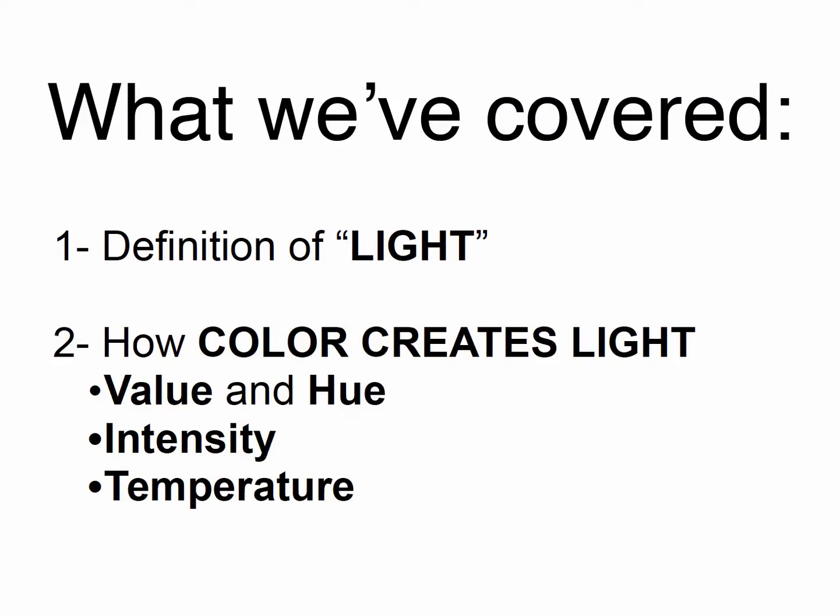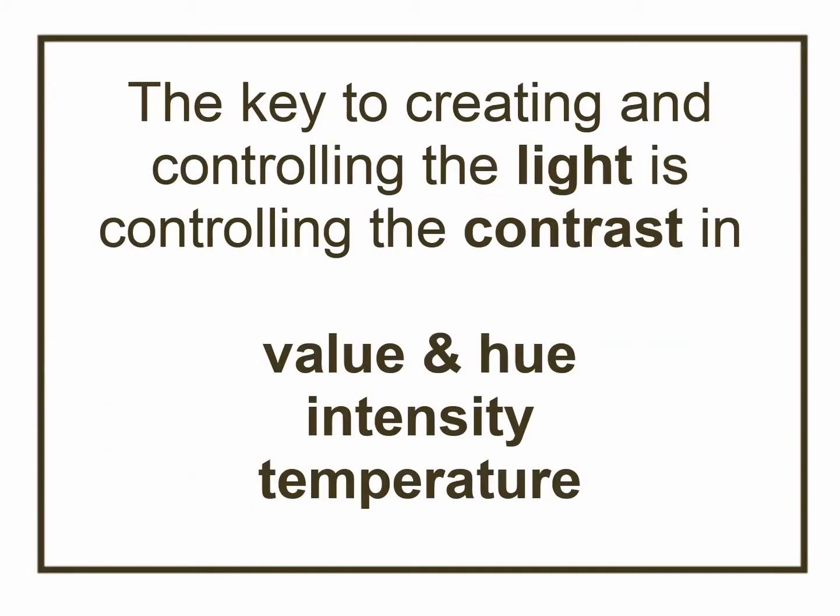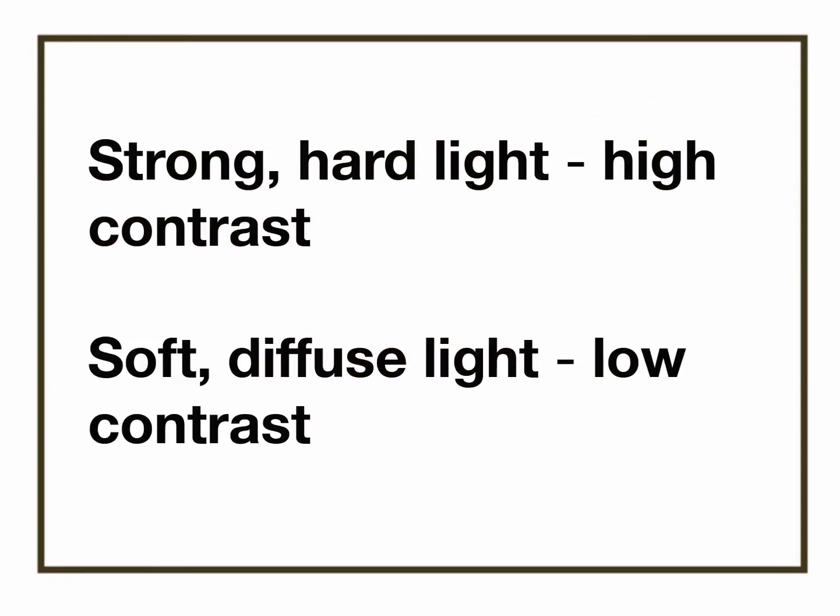So what we've covered here today is the definition of light first. Remember, it's a strong sense of illumination. And how color can be used to create light. So controlling the contrast in color is going to give you the strongest sense of illumination. Remember that by controlling the contrast in value and hue, intensity and temperature, you can control what kind of lighting situation you create. For strong hard light, you want high contrast, and for soft diffuse light, you want low contrast.